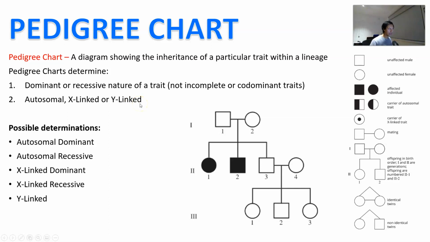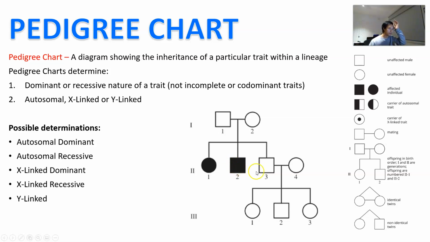Now, a couple of things that we need to understand about the trait. First of all, the numbers along the side tell you the generation it's in. So there's generation 1, 2, and 3. And then these numbers tell you the individual number. So individual 1 from generation 1, individual 2 from generation 2, individual 1 from generation 3. If it's square, it's a male. If it's circular, it's a female. And if they're shaded in, it means they have the particular trait that we are investigating.